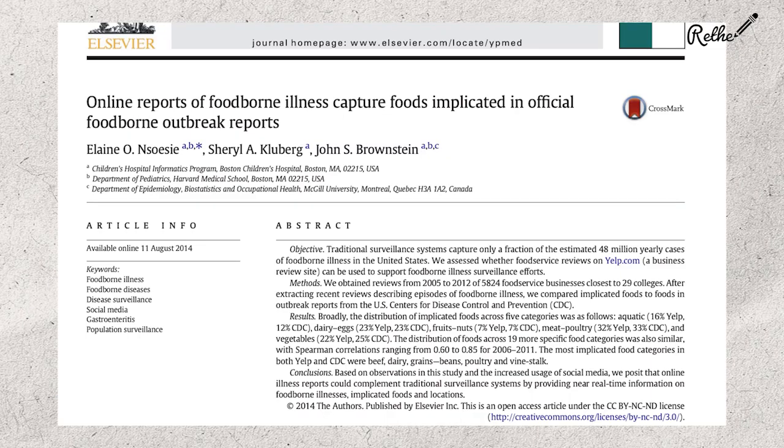Let's discuss the methods section of one of my papers titled Online Reports of Foodborne Illness Capture Foods Implicated in Official Foodborne Outbreak Reports. This paper involved an analysis of data from Yelp.com. In this first paragraph, we describe the data. Note that we include information such as the year and the number of businesses included in our data.